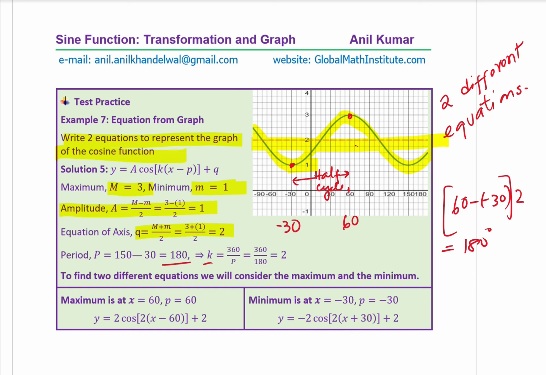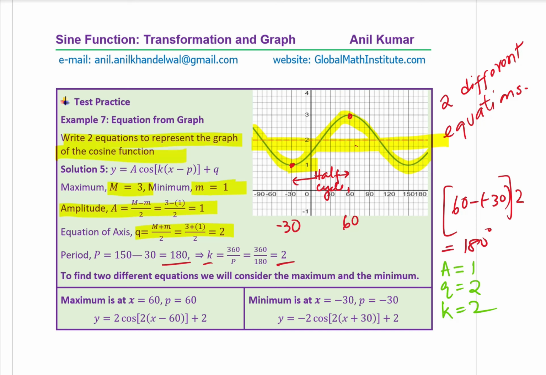That gives us the value of k. 360 divided by the period, the value is 2. So we get all the parameters except for one, which we'll discuss now. We got the amplitude as 1 in this case. We got the value of q as 2. We got the value of period, which gets converted to the value of k equal to 2. So we got these values. Now we have to look into the phase shift, correct?